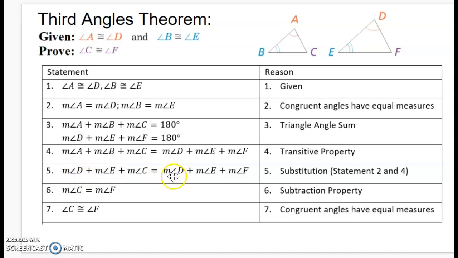I can subtract each one of these to end up with angle C, measure angle C equals measure angle F, which is what we're trying to prove, that angle C has got to be congruent to angle F. Okay, so that's a pretty neat proof. And I think it's pretty understandable.